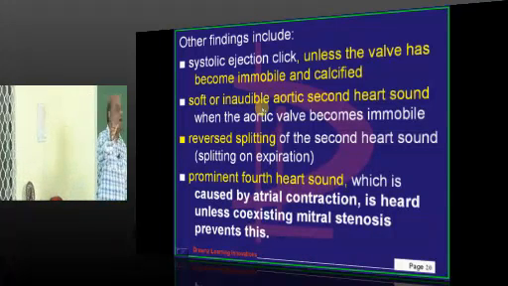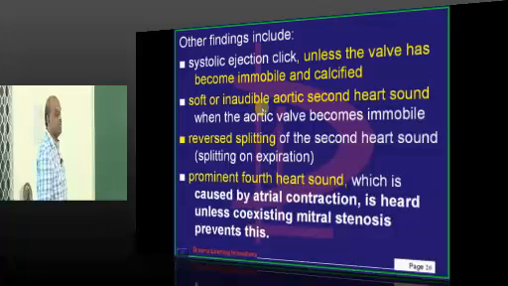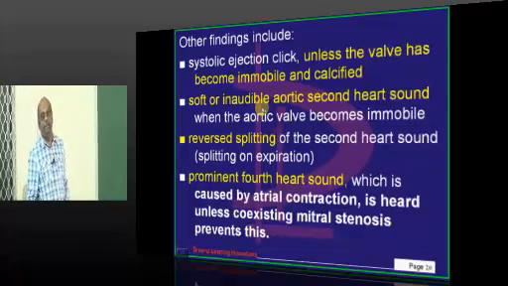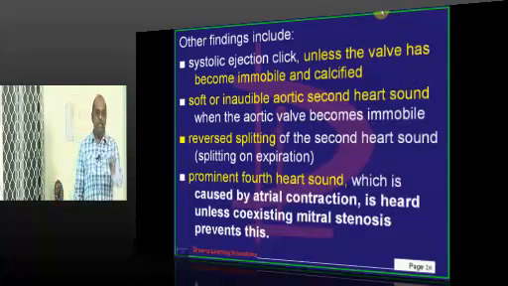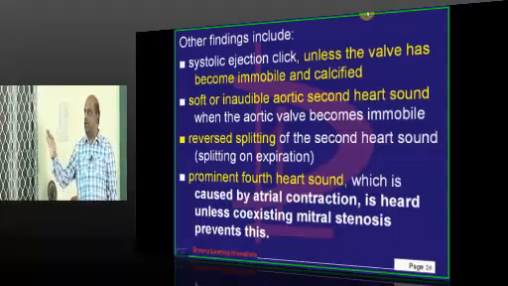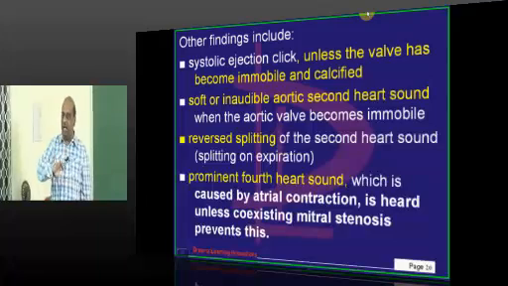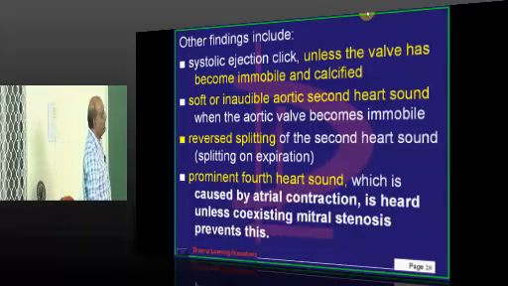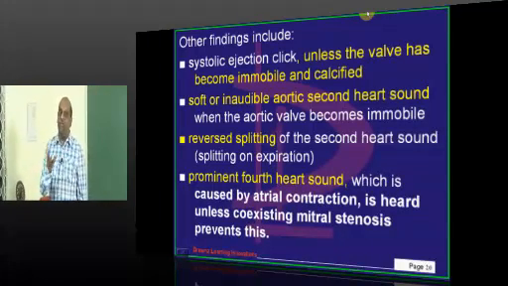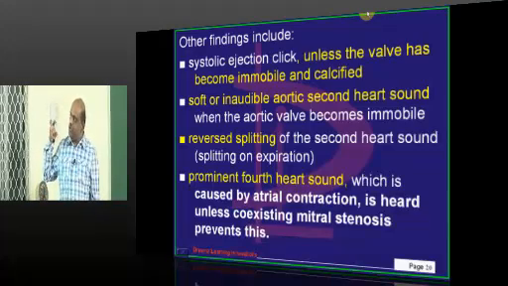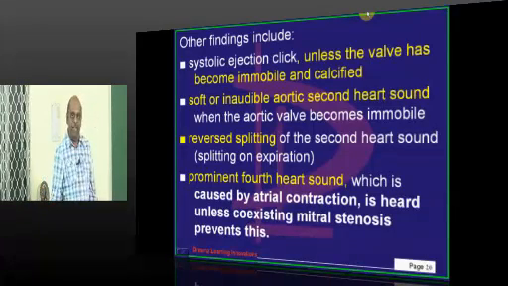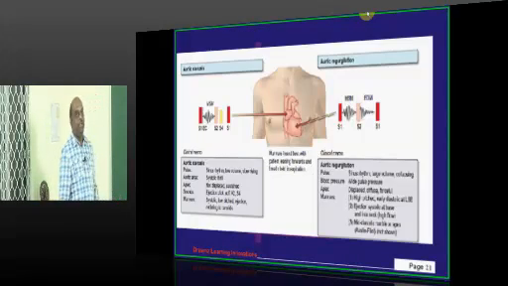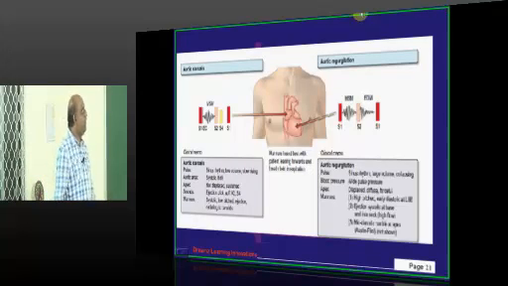Then the second heart sound becomes soft or inaudible whenever the aortic valve ultimately becomes immobile. Normally the aortic valve closes first and the pulmonic valve closes later. But because of the aortic stenosis, the aortic valve becomes so delayed to close that it comes after the pulmonic valve, which is called reversed splitting. And because the hypertrophied ventricle is non-compliant, the atria has to use a lot of pressure to push the blood into the ventricle. Hence it leads to the development of a prominent fourth heart sound, is what you have to ultimately remember.